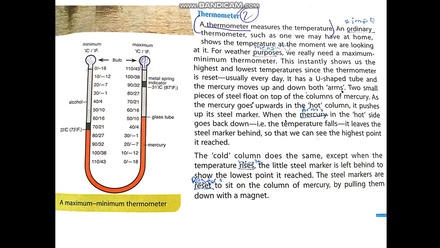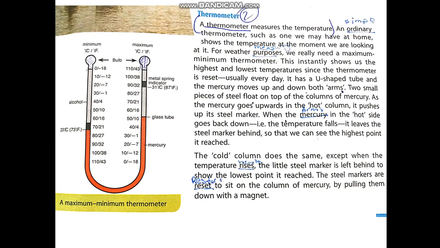Then the thermometer. As you know very well, a thermometer is used to measure temperature. If we want to measure the temperature of any body, we use a thermometer. A thermometer measures the temperature and is ordinary. Ordinary means simple. Thermometers such as the one we may have at home show the temperature at the moment we are looking at it. If we want to know our body temperature, we use the thermometer.